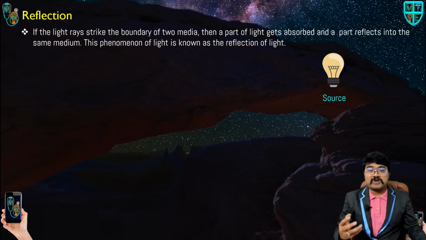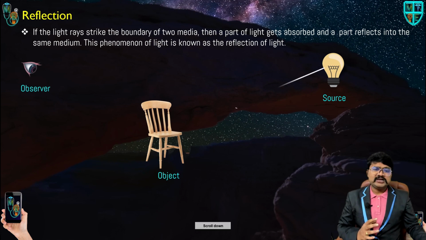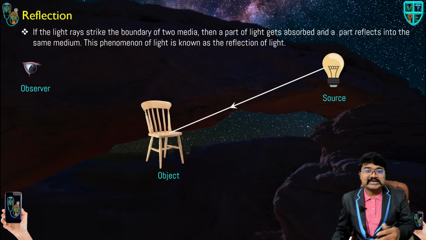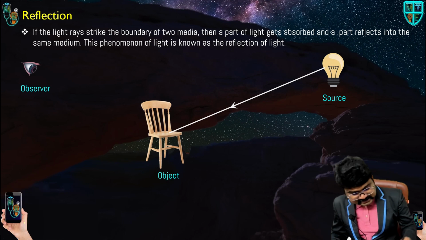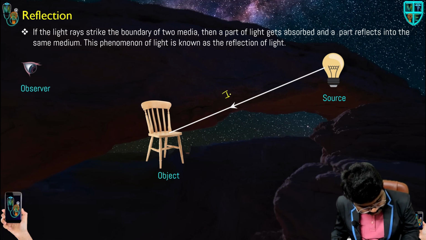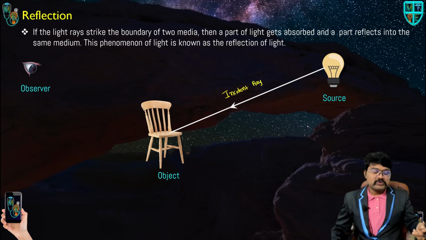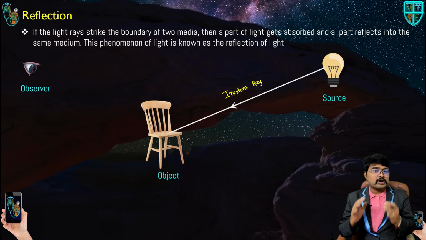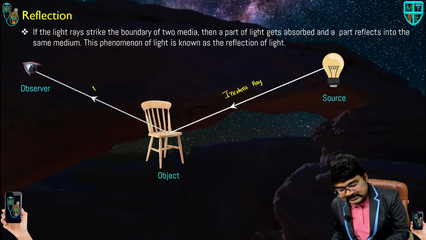This is the source of light, the observer and the object. From the source, light will be incident. Here, I can say that this is the incident ray. Some amount of light is incident on the object. After that, it is the reflected ray. I can say that this would be the reflected ray.